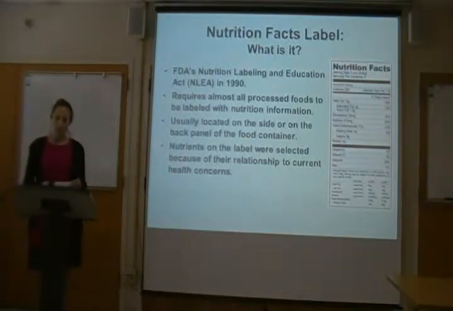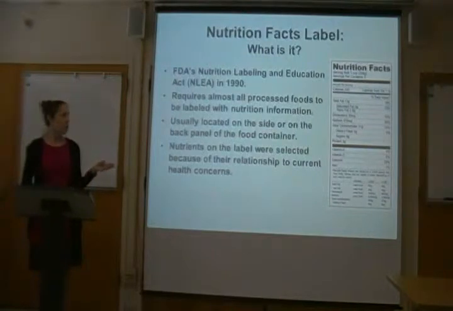The nutrients that are mandatory to be included on this nutrition facts label are included because they illustrate the relationship to current health problems. And also, the order in which those mandatory nutrients appear on the label is a reflection of their public health significance.